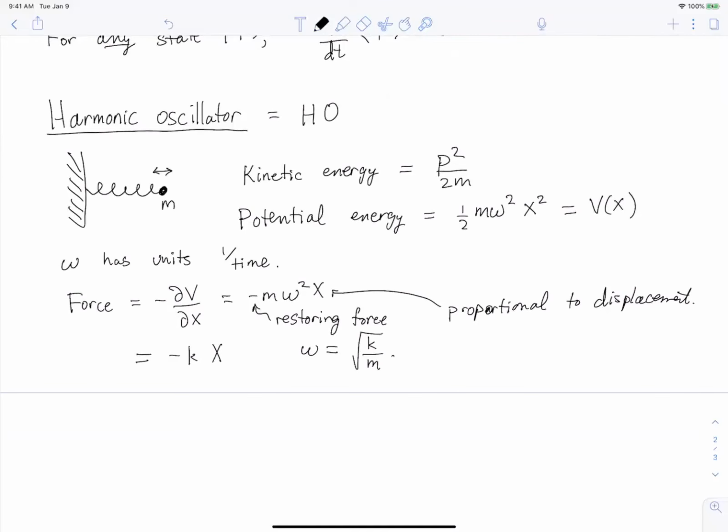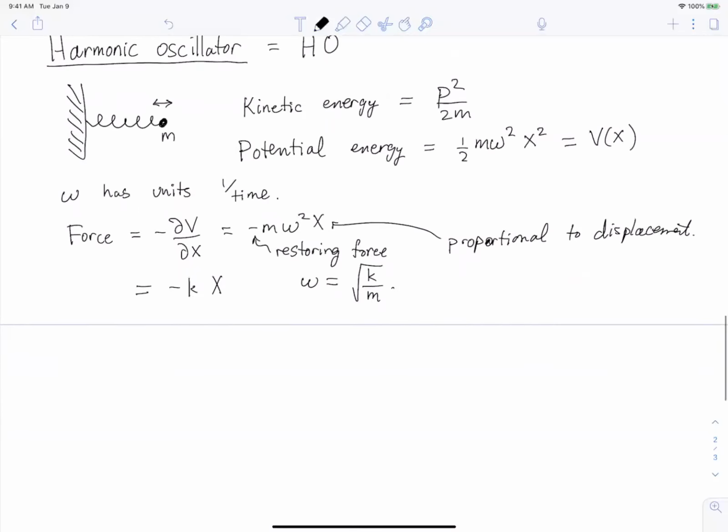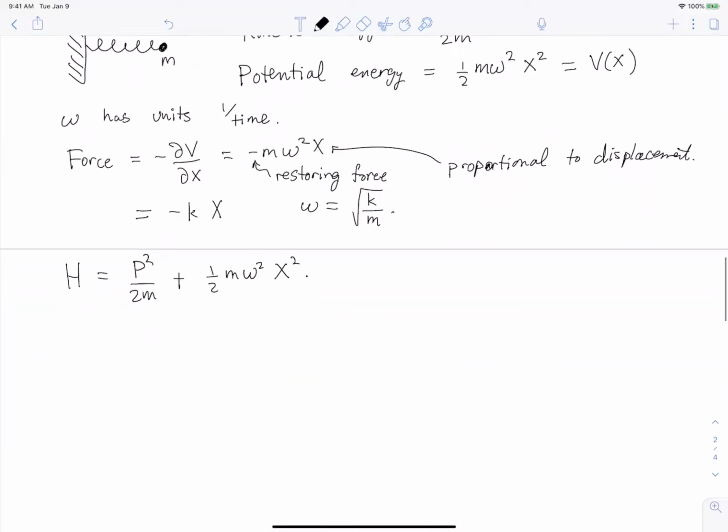Okay, so for future reference, let's review how the harmonic oscillator works in classical mechanics. So first of all, our Hamiltonian is just the sum of the parts. It's p squared over 2m plus 1/2 m omega squared x squared. And then, as you should have learned or will learn in a classical mechanics class, you can do the Hamiltonian equations of motion.